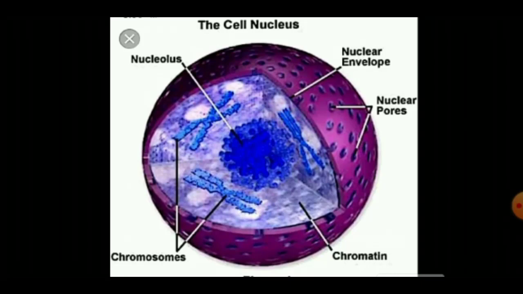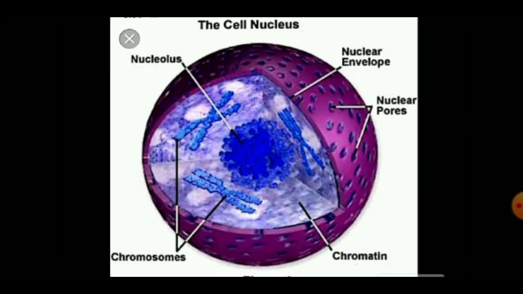Now in the diagram you can see the nuclear envelope. A double membrane on the outside of the nucleus is known as the nuclear envelope, and the small pores present on the nuclear envelope are known as nuclear pores. And if we talk about the nucleoplasm, it is the granular fluid inside the nuclear envelope.